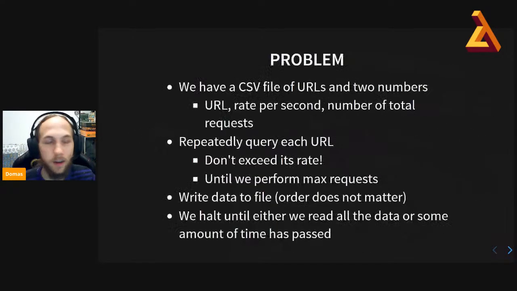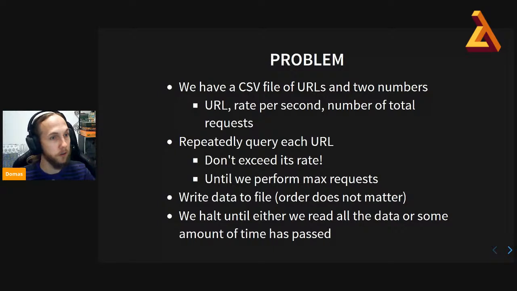So let's take as an example this problem. We have a CSV file. This CSV file has 3 items on every row. It has a URL and it has 2 numbers. What we need to do is query that URL for data, except we can't do it more often than the rate limit suggests, which is the second number in the row, and we have to do it up to the number of times suggested by the third number.